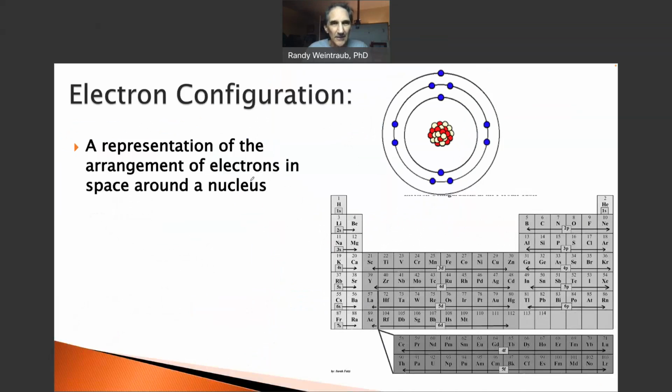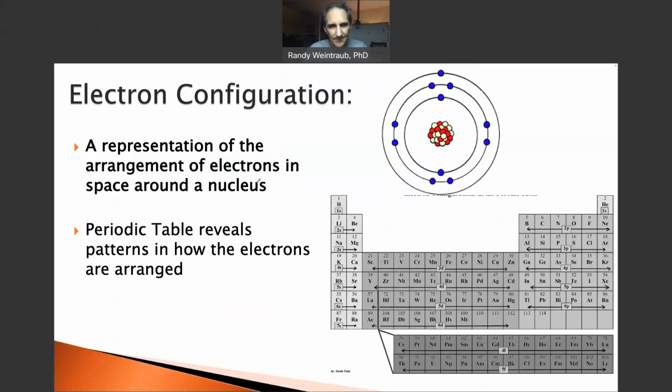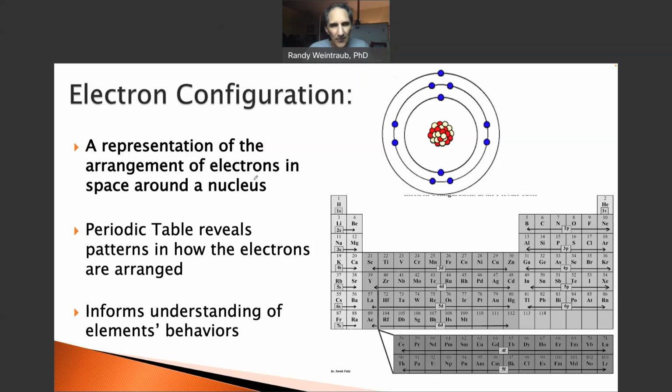Here we talk about electron configuration. This is a representation of the arrangement of electrons in the space around the nucleus. The periodic table reveals the patterns in how the electrons of each of the atoms of our elements are arranged. This arrangement informs us and improves our understanding of the elements' behaviors.